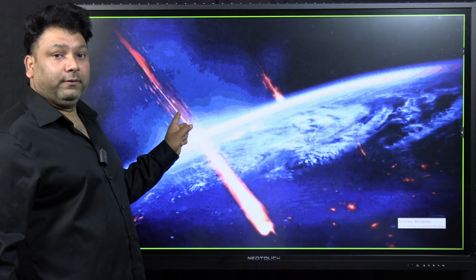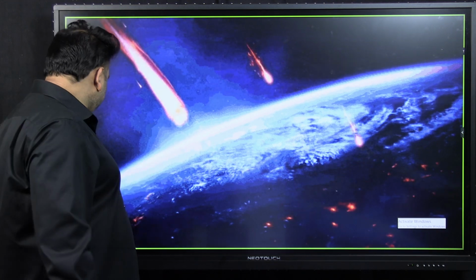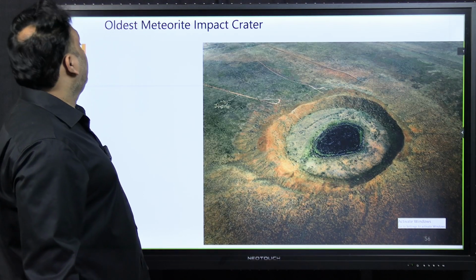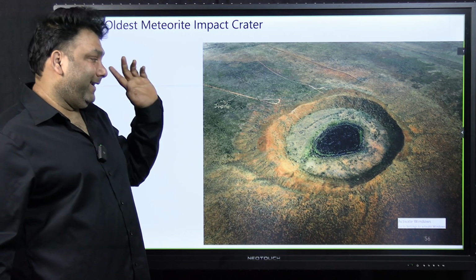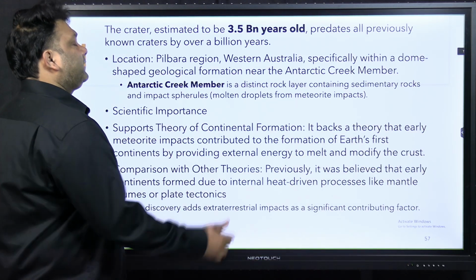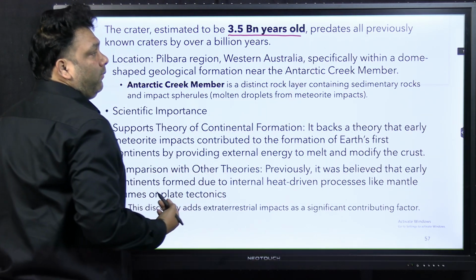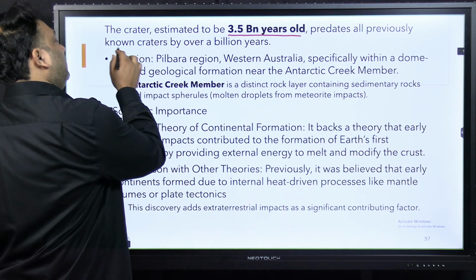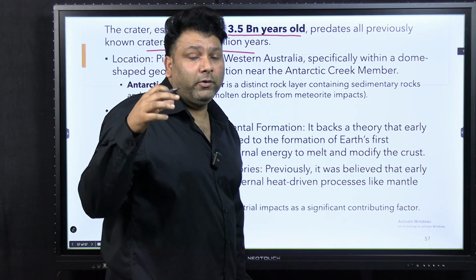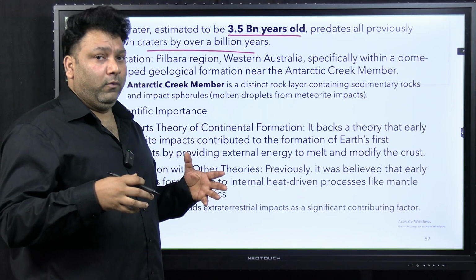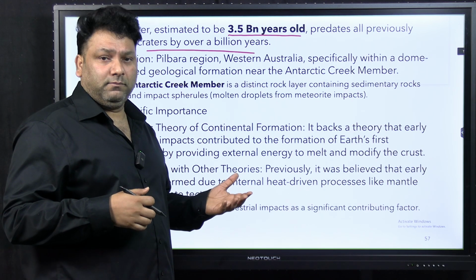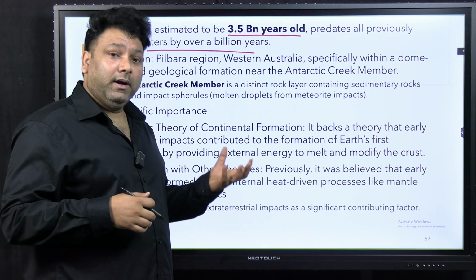So these are the meteors. Okay, if it is burning, it is a meteor; if some part is remaining, it is called a meteorite. Now, the oldest meteorite impact crater. Okay, so this is there in Australia. So this is estimated to be around 3.5 billion years old. It predates all known craters by over billions of years. Means if such an old meteorite crater formed, by now it should have been totally denuded or eroded, but it is still remaining.